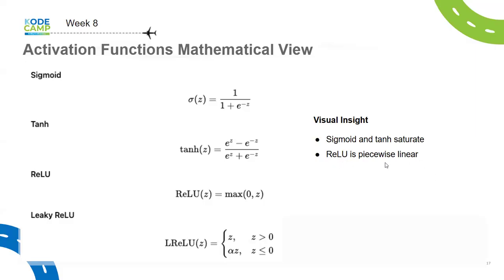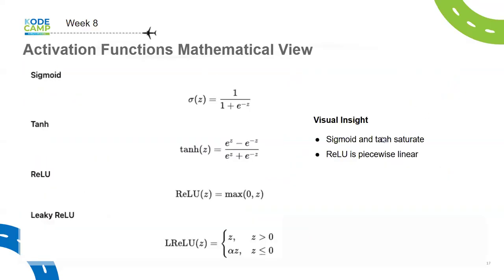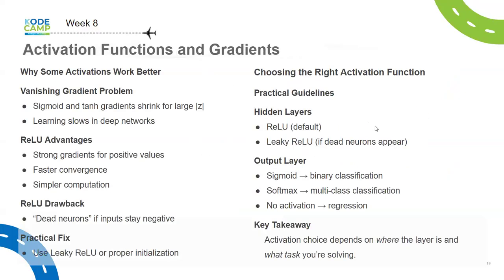ReLU is piecewise linear. Piecewise linear means you have two pieces of the graph. You have the piece on the negative side, which is just a straight line, and then a piece on the positive side. It's still a straight line, but it follows the 45-degree slope. For leaky ReLU, there's a small slope in the negative direction as well. So that's why it is piecewise.